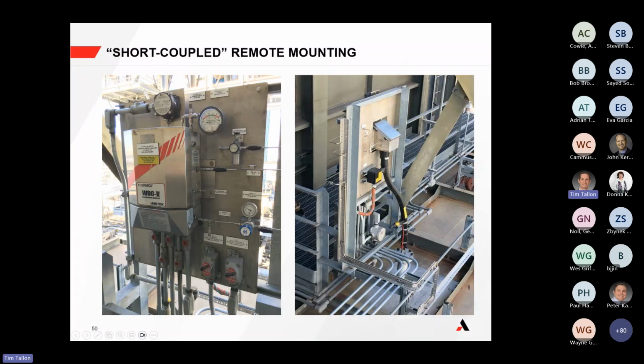What other examples are there? Well, this is another example where, if you notice, the heater flange is actually not in a very accessible location. What was done instead of having the analyzer directly mounted to the process flange was that it was short coupled with a couple feet of heated sample line onto the platform for easier service and maintainability.